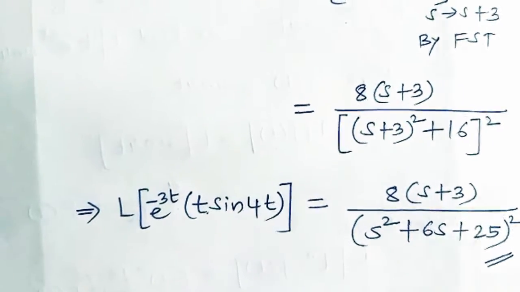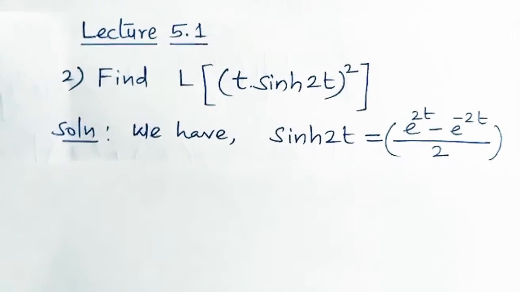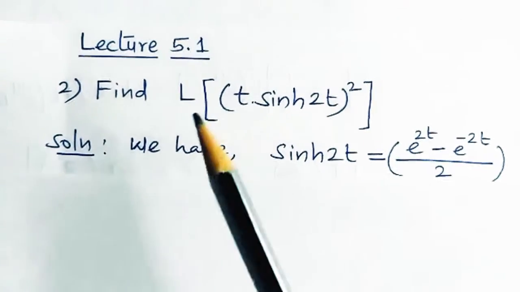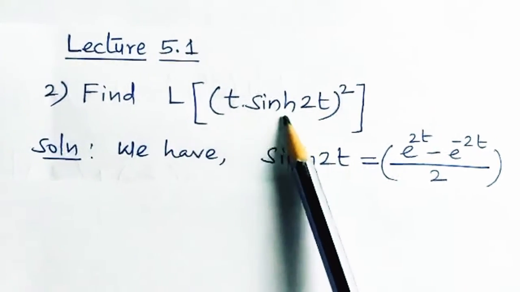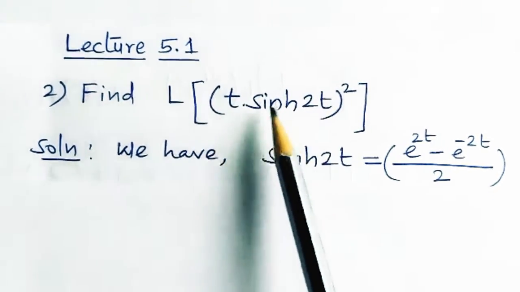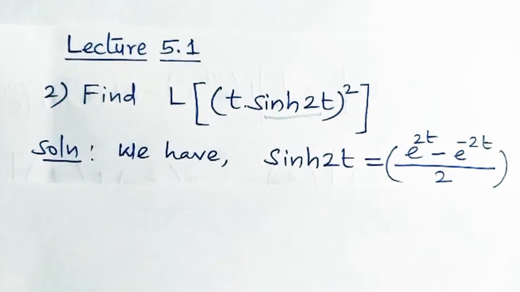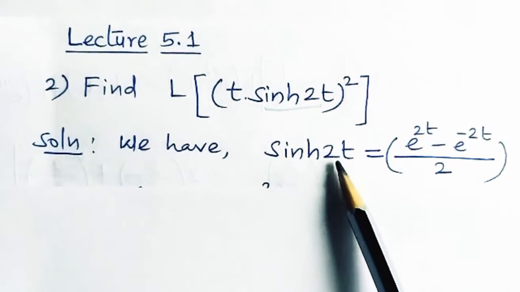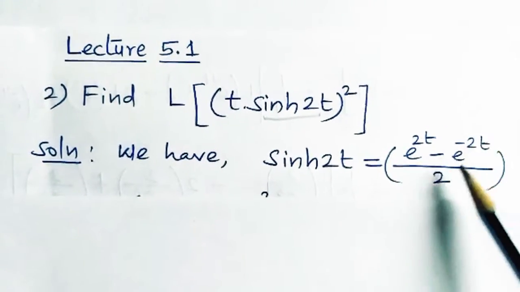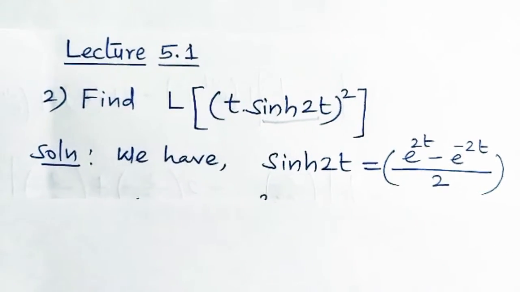Okay. Now we can have one more problem. Here is the second problem: find the Laplace of t sine h of 2t the whole square. The first observation: whenever we come across a hyperbolic function, we prefer to express it as an exponential function. So we have sine h of 2t, which can be expressed as e raised to 2t minus e to the power of minus 2t divided by 2. So we can substitute there.